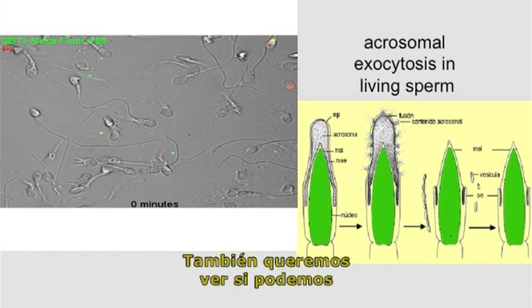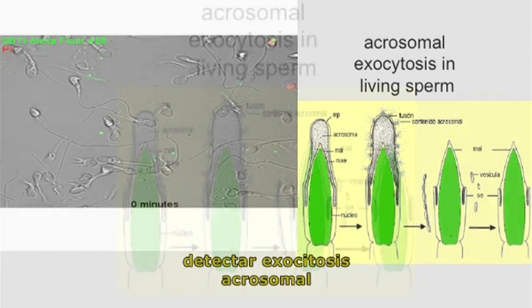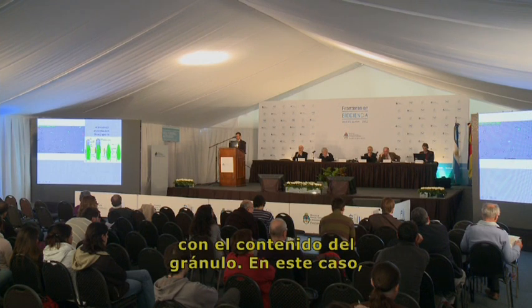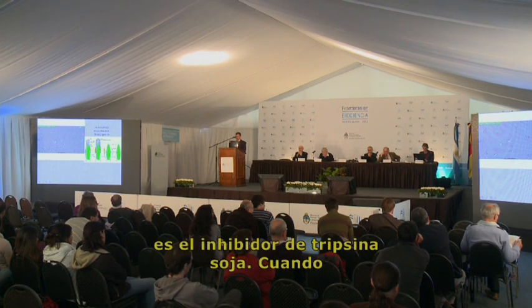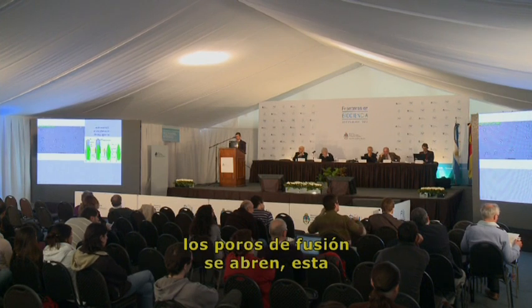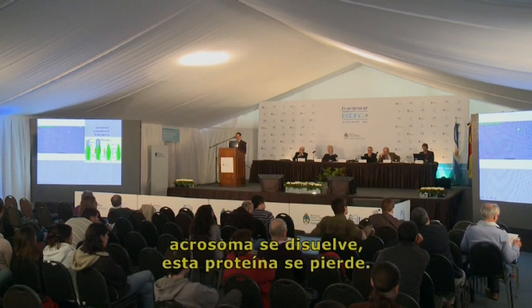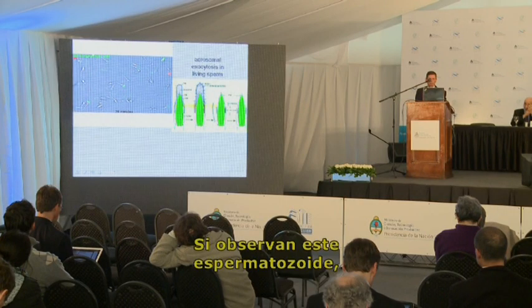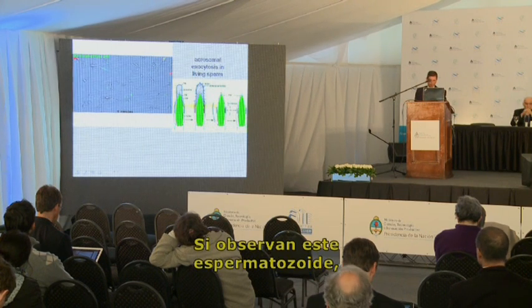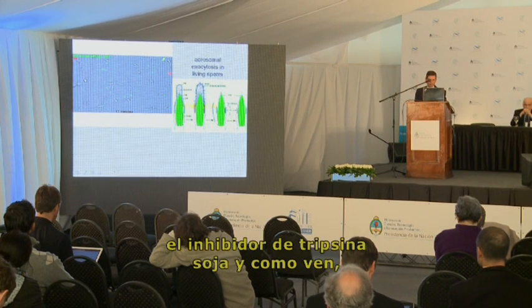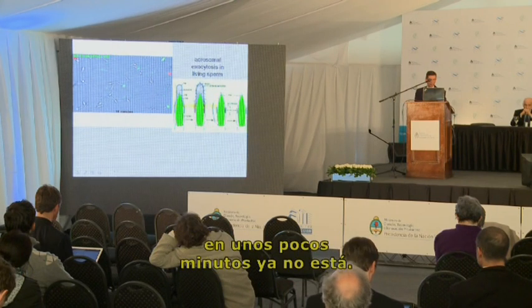One other thing that we want is to see if we can detect acrosomal exocytosis in live sperm. And the strategy was to add some compound that has high affinity for the content of the granule. In this case, it is soybean trypsin inhibitor. When the fusion pore opens, this probe can go in, but then when the acrosome dissolves, the probe is lost. If you look at this sperm, it's the first one that is going to take the soybean trypsin inhibitor, see, and it's gone in a few minutes.